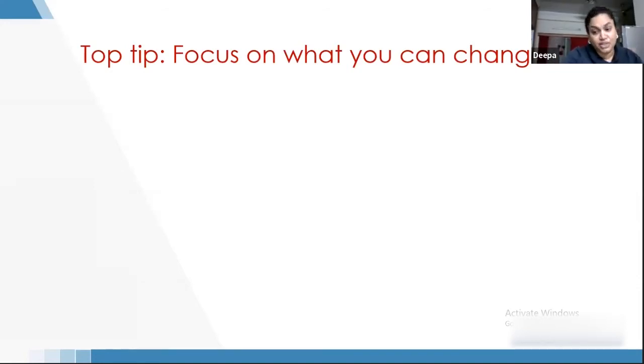Focus on what you can change. Whenever there's a question where you need to change something, don't try to change everything that is possible. Instead, try to change whatever needs to be changed. Always understand that you keep the adjectives with the subject or the object, and the adverbs with the verbs. That will give you better clarity.